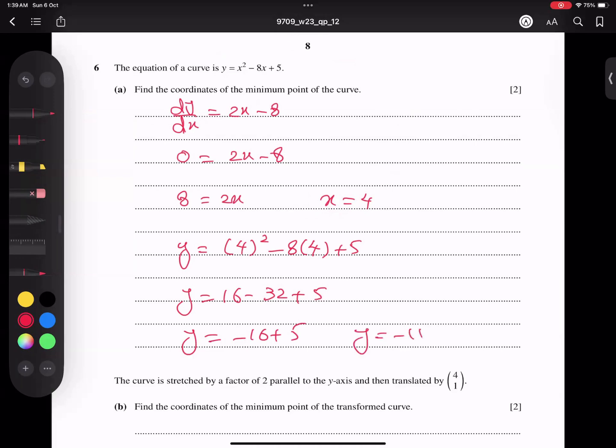So because it is a plus x squared, it is a point of minima, you can see from here, and this coordinate, the minimum point coordinates, are 4 and minus 11.